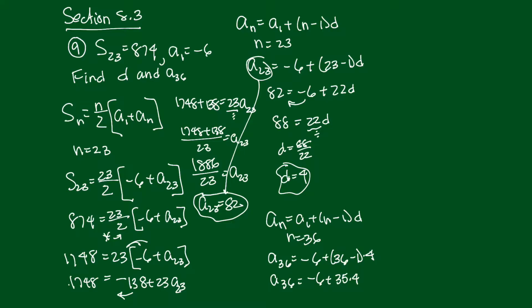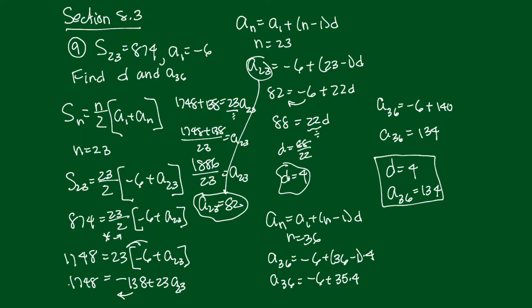I'm going to do it up here. A sub 36 is equal to negative 6 plus, now I know 2 times 35, that's 70. And I've got double that, so that must be 140. All right, so a sub 36 is equal to 140 minus 6, which is 134. All right, so I'm going to claim now that d is equal to 4, and the 36th term is 134. How do you like that?